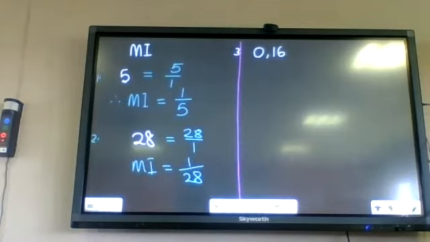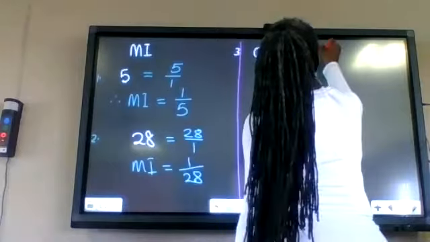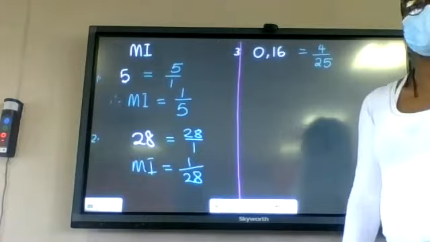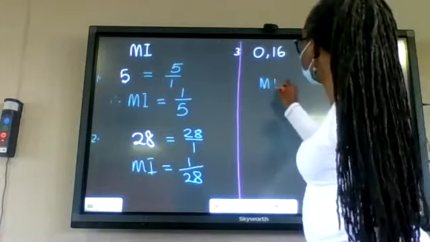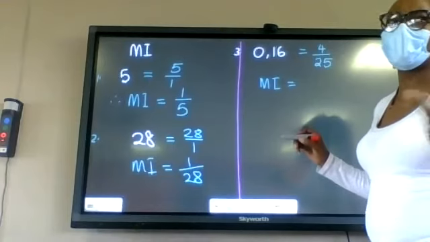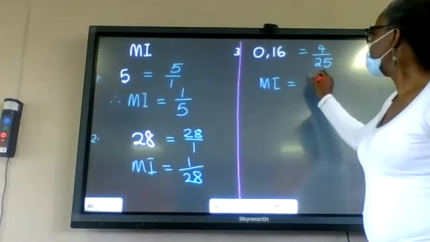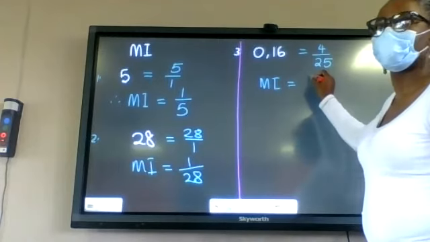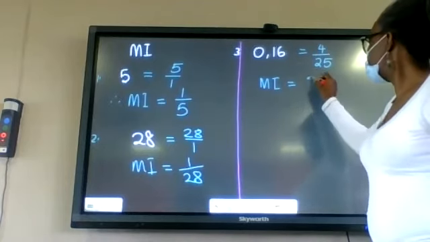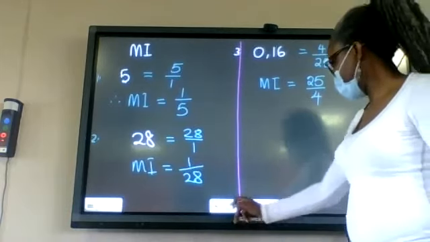Hey, I have a class of intelligent people. Oh, how nice. They say it's equal to 4 over 25. Then the multiplicative inverse will be equal to... Just turn it upside down, guys. 25 over 4.